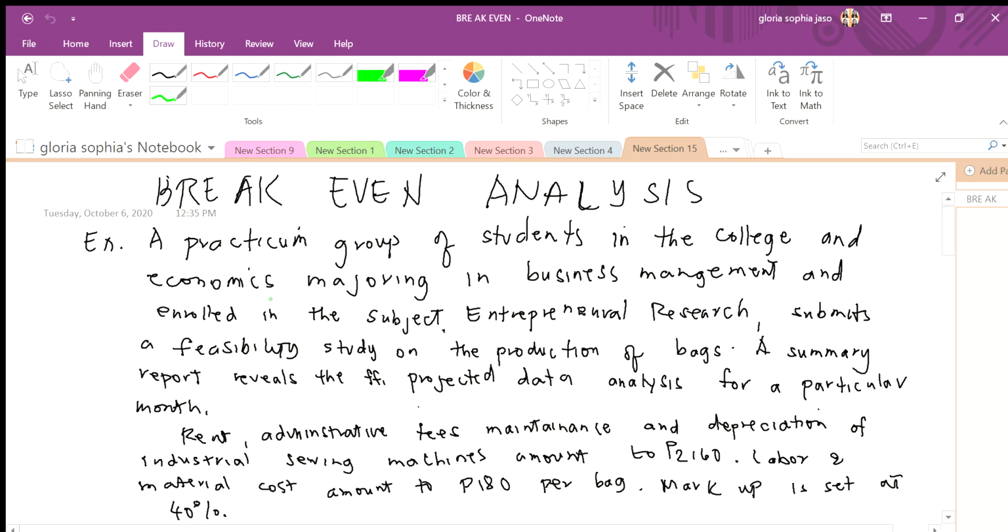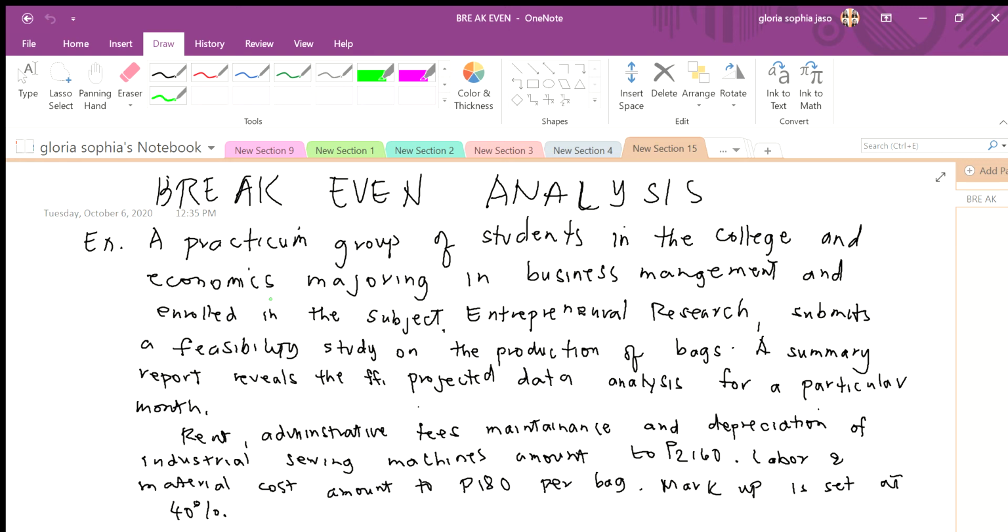Okay, so let's have this example on break-even analysis. A practicum group of students in the college of economics, majoring in business management and enrolled in the subject entrepreneurial research, submits a feasibility study on the production of bags. A summary report reveals the following projected data analysis for a particular month.